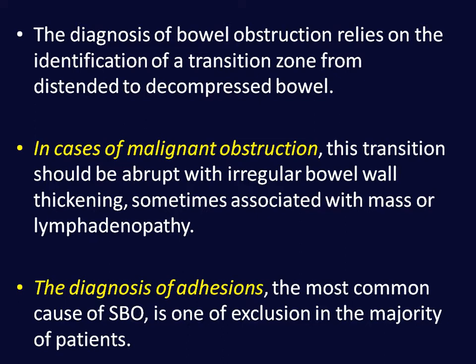However, we can see a sudden point of transition from dilated to normal caliber bowel loops, which indicates that this is a site of obstruction. If you cannot see anything, then most commonly it's an adhesion, especially with a history of previous abdominal surgeries.